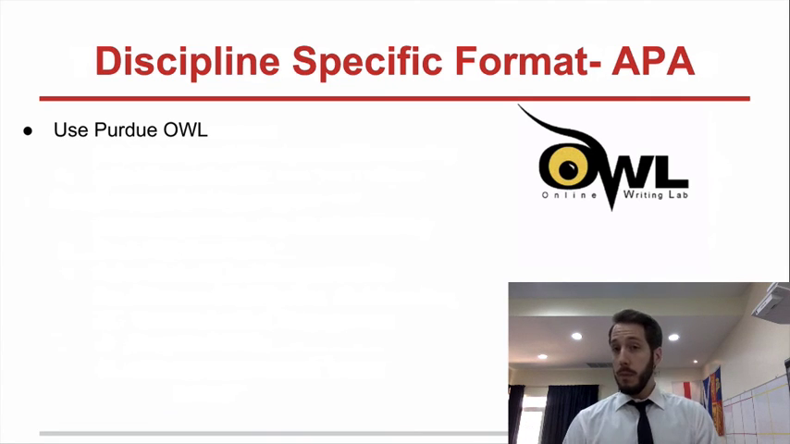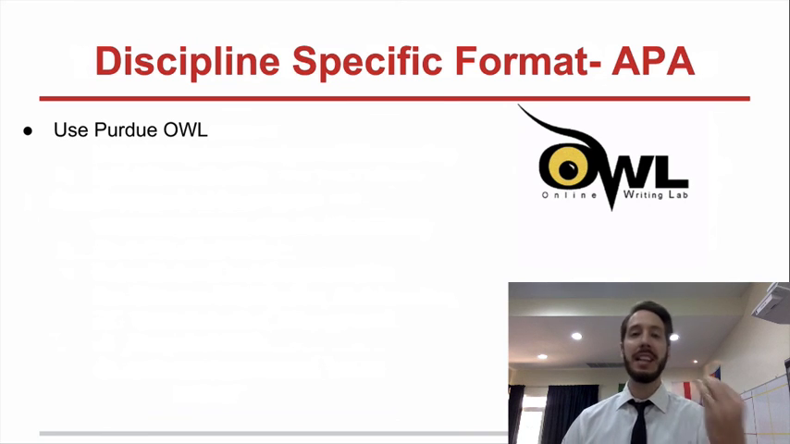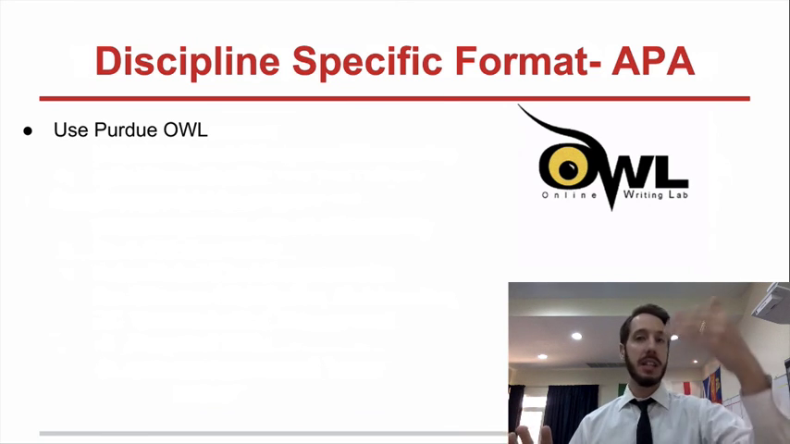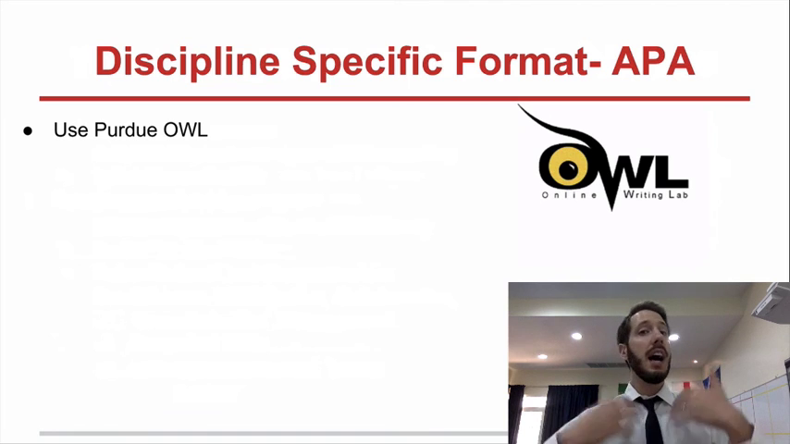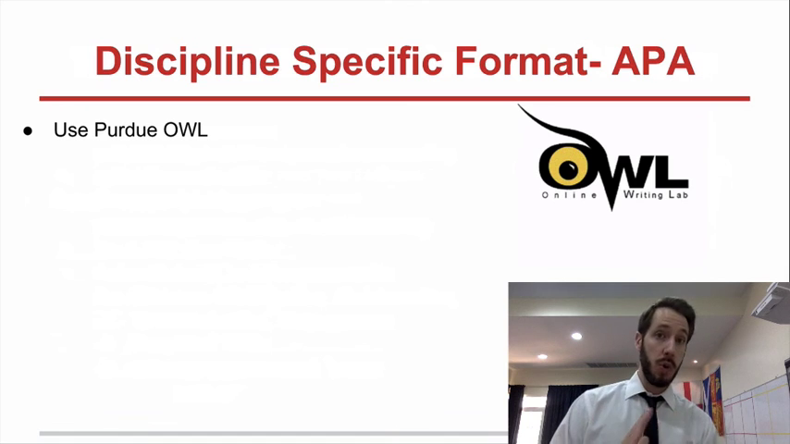So, one tool that you should use to help you with APA is something called Purdue OWL. It's Purdue University's online writing lab. They have a great website on how you can cite sources in APA format, a lot of different examples for you, and it's also the website that I use in my grad courses.